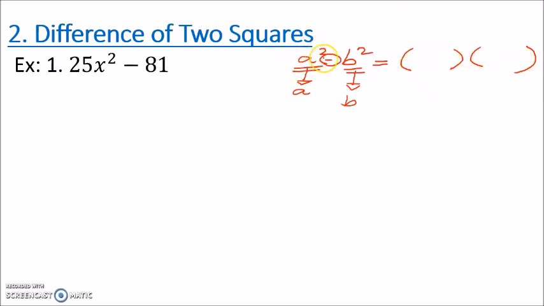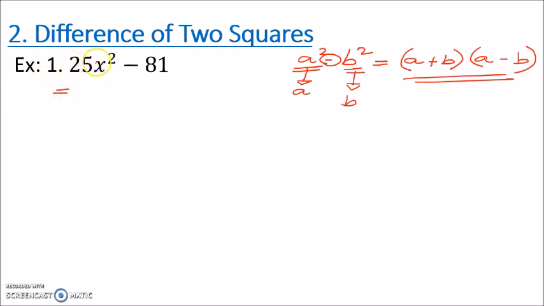So, ano man yung square root ng first term, in this case a, and then plus, and then square root ng second term, and then ganun din dito sa kabila. Kaya lang, minus dito sa kabila. So, ito yung magiging form ng factor niya.